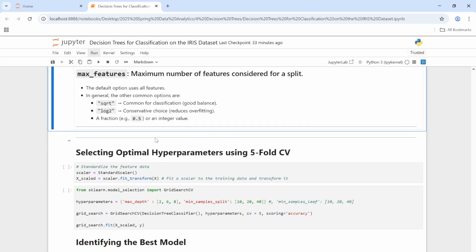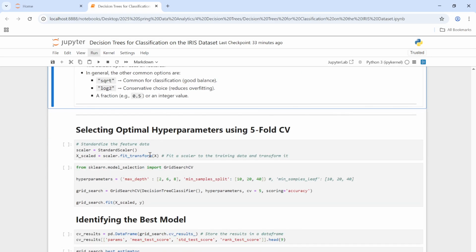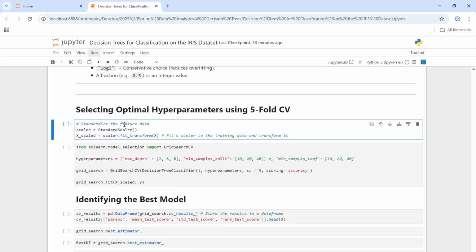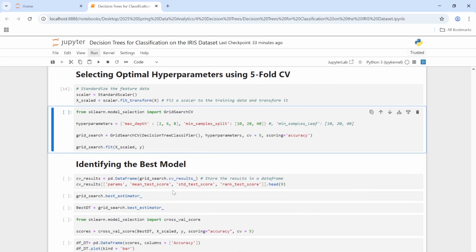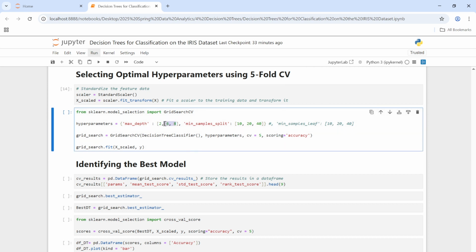So, going back to our hyperparameter optimization, we're going to be using the following hyperparameters. We're going to be choosing maximum depth of 2, 6, and 8, minimum number of samples before you make a split of 10, 20, and 40, and we're going to be using 5-fold cross validation, and we're going to be scoring the models on the basis of accuracy. We're going to be fitting it to our entire data set, and let's see what we get.